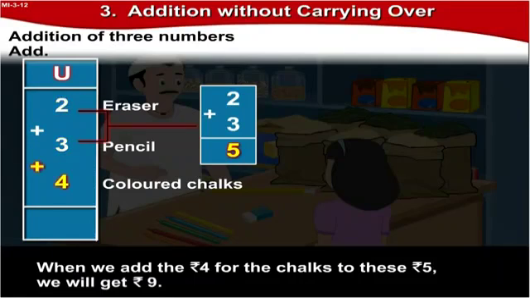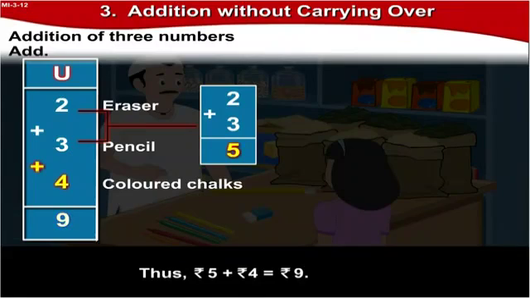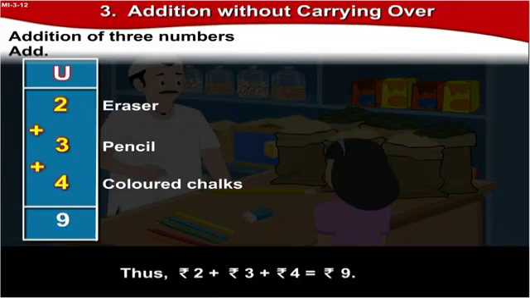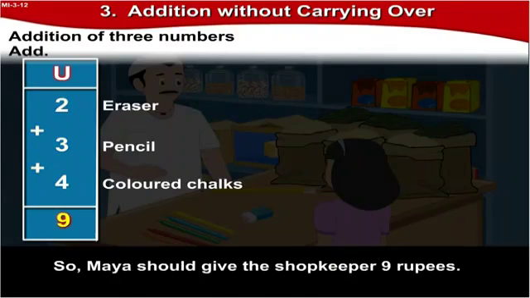When we add the ₹4 for the chalks to these ₹5, we will get ₹9, as 5 and 4 make 9. Thus ₹2 plus ₹3 plus ₹4 is equal to ₹9. So Maya should give the shopkeeper 9 rupees.